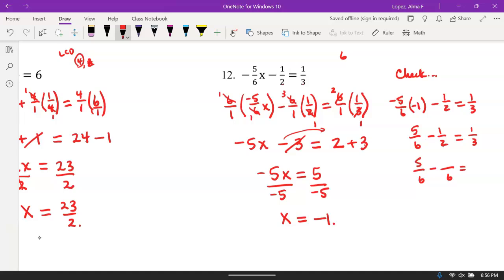5 over 6 already has the right denominator. To get the right denominator on a 1/2, I'm going to multiply top and bottom by 3. 1 times 3 is 3. 2 times 3 is 6. Finally, 5 minus 3 is 2 over 6, which is 1/3.